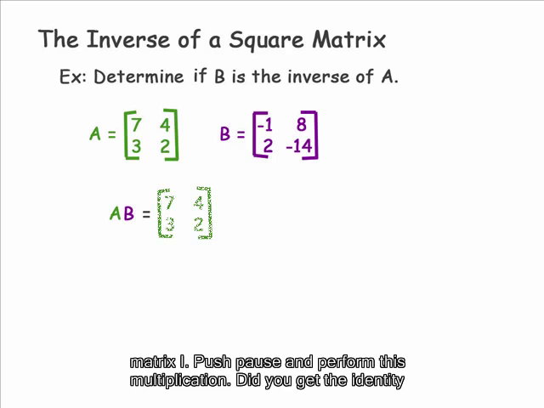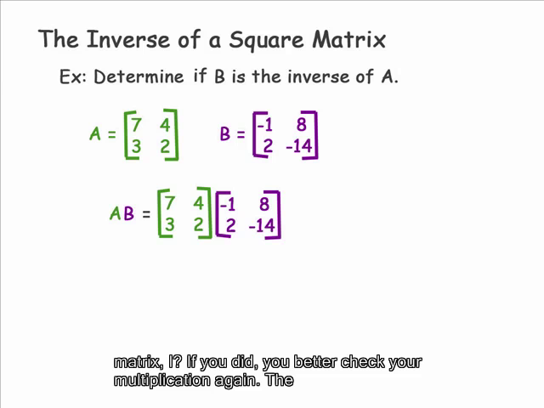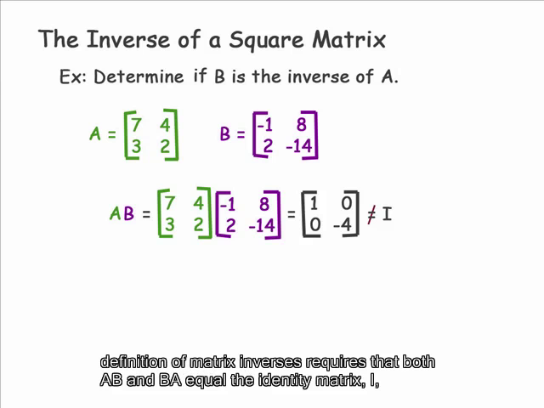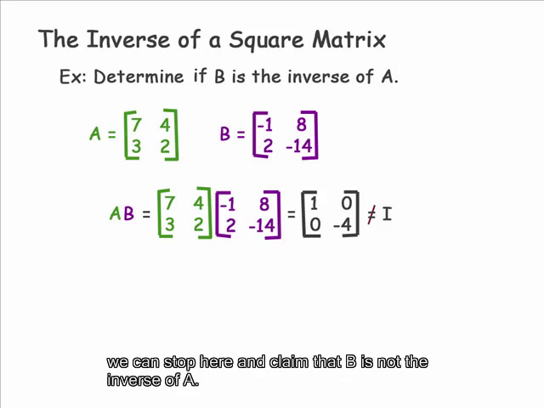Push pause and perform this multiplication. Did you get the identity matrix I? If you did, you better check your multiplication again. The product AB equals row 1: 1, 0, and row 2: 0, negative 4, which is not the identity matrix I. And since the definition of matrix inverses requires that both AB and BA equal the identity matrix I, we can stop here and claim that B is not the inverse of A.